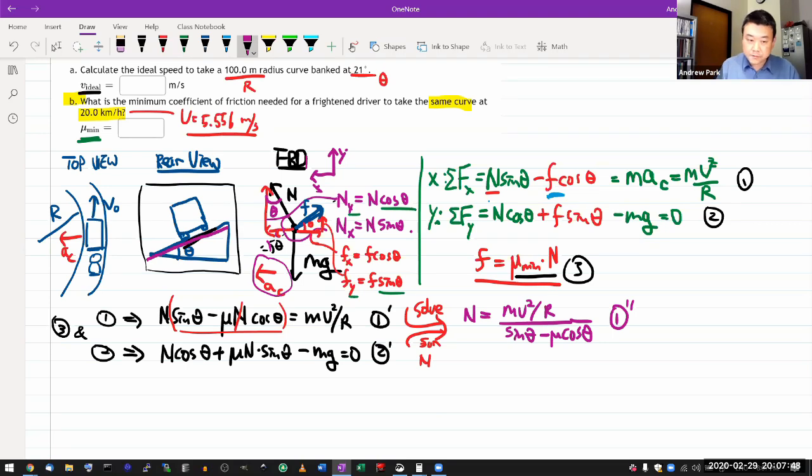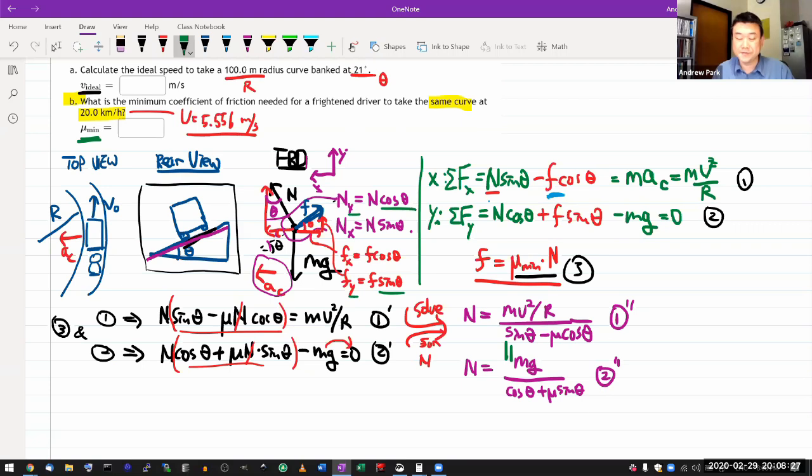Let me do the same thing using the second equation. So once again, factoring out n, I have n times cosine theta plus mu sine theta. So I need to move mg over to the other side and divide by this thing. Once I've done all that, I get n is equal to mg divided by cosine theta plus mu sine theta. That's my 2 double prime. All right, now I can set these two equal to each other and solve for mu.